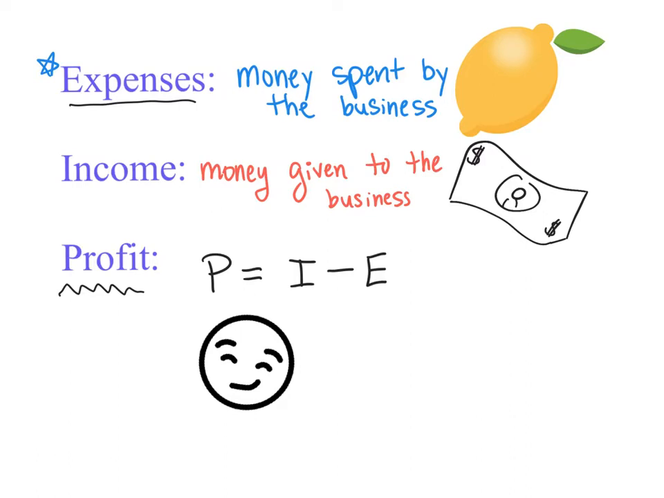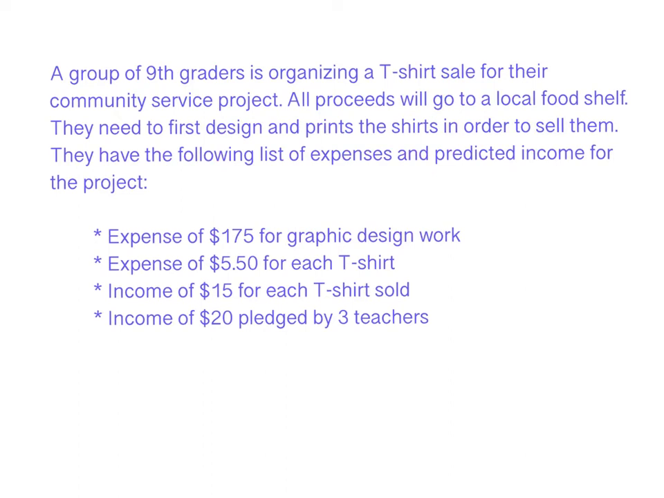So let's look at an example. A group of 9th graders is organizing a t-shirt sale for their community service project. All proceeds will go to a local food shelf. They need to first design and print the shirts in order to sell them. They have the following list of expenses and predicted income for the project. So as I read through this list, I'm going to keep thinking about what that means.